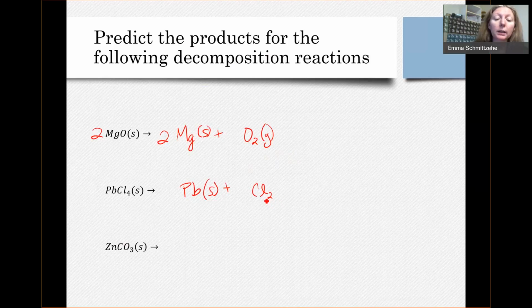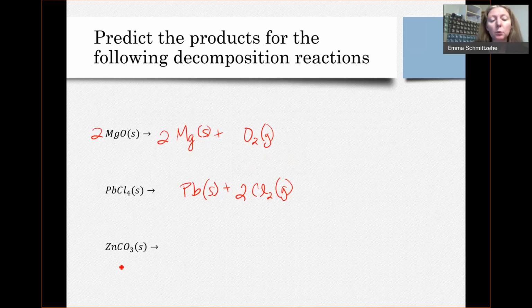And chlorine, if you look it up, is normally going to be a gas, just like oxygen's a gas. And so that would be our products, solid lead and chlorine gas. And if we balance that reaction, we would need two of those Cl2s.